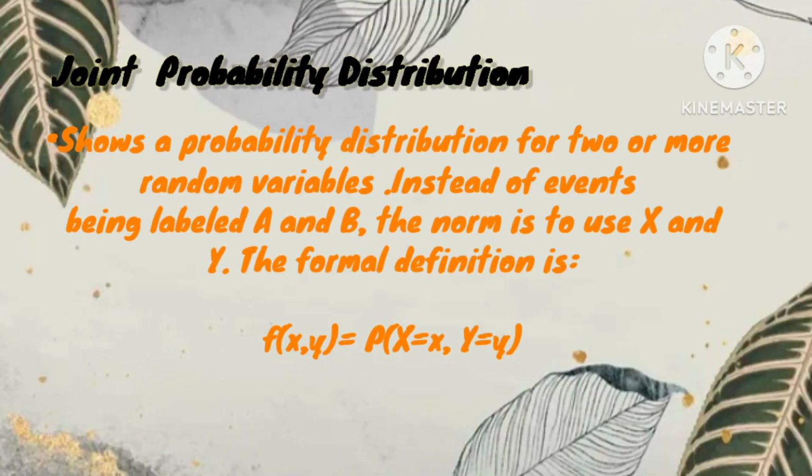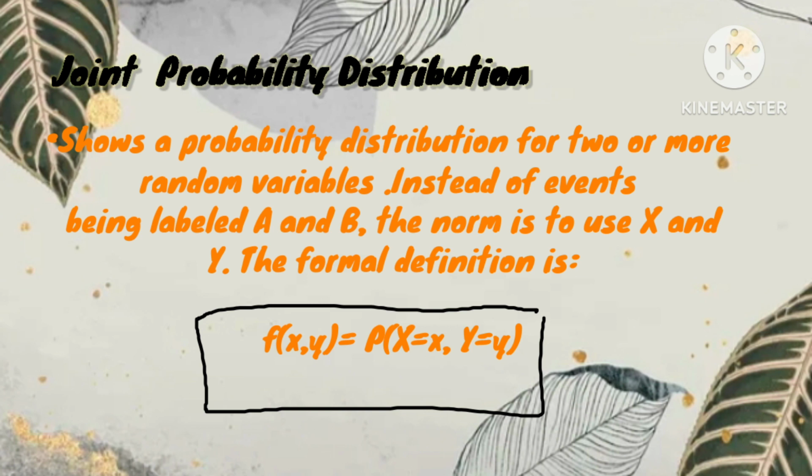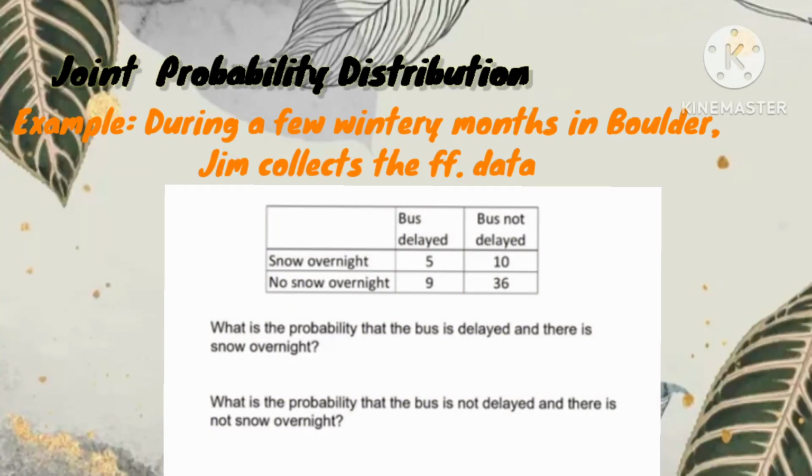A joint probability distribution shows a probability distribution for two or more random variables. Instead of events being labeled A and B, the norm is to use X and Y. The formal definition is f of X and Y equals the probability that X equals x and Y equals y. The reason why we use joint distribution is to look for a relationship between two variables. I have here an example table for the joint probability distribution.